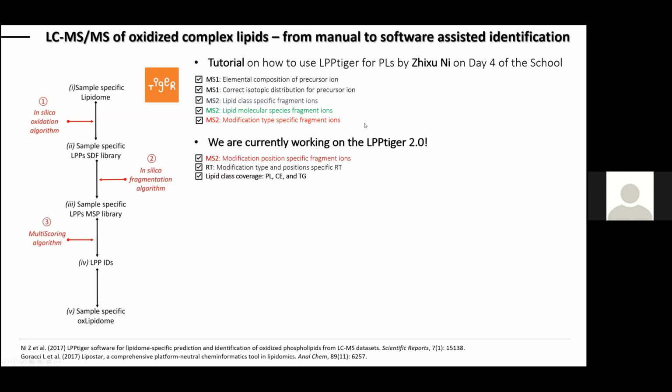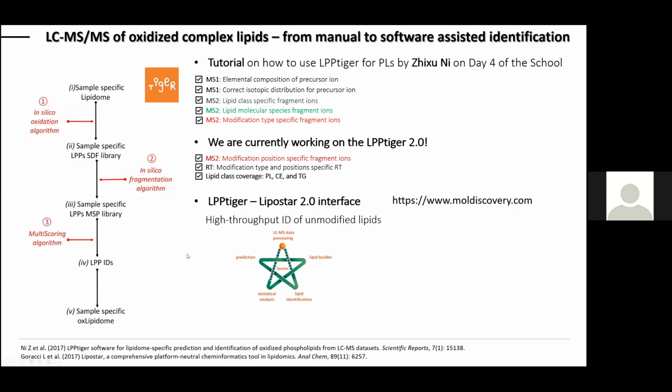So now I would like also to mention that we are working very hard on the updated version of LPP Tiger, which we hope to release this year, which goes further and also includes modification patterns for modification position specific fragment ions. It will also include retention time mapping capabilities, and we will cover not only phospholipids, but we also collected a lot of data for oxidized cholesterol esters and oxidized triacylglycerides.